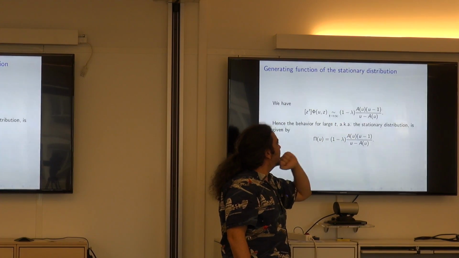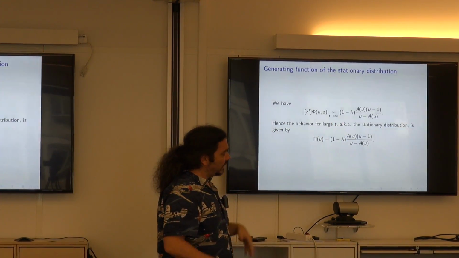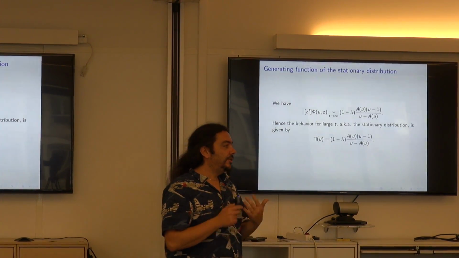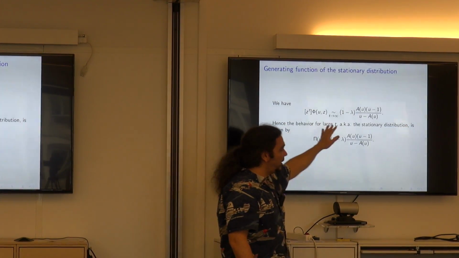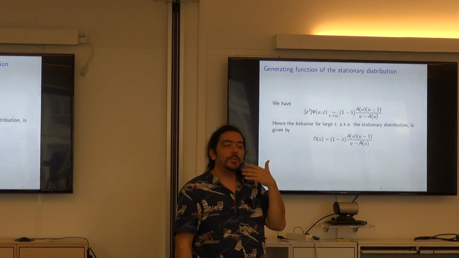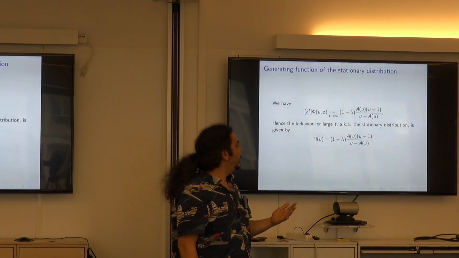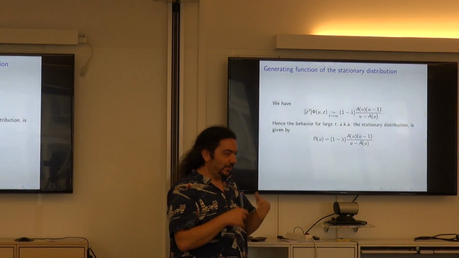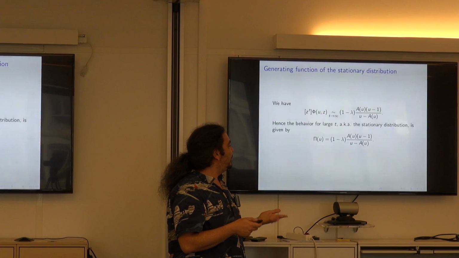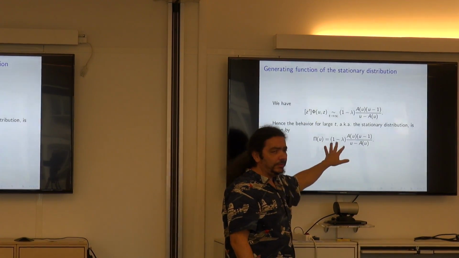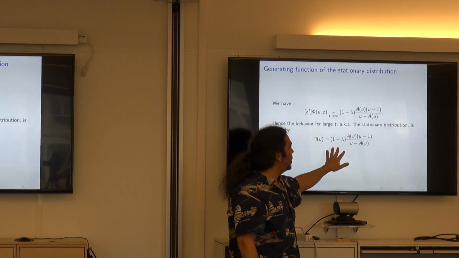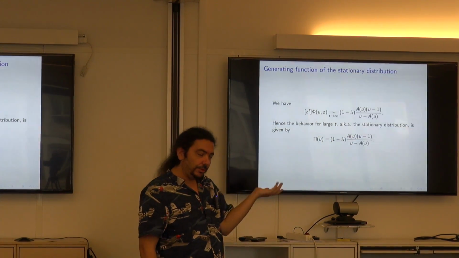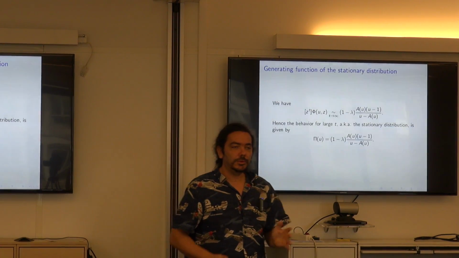We now have this expression, and this is actually the description of the generating function of the stationary distribution. Basically, what we did there was just to try to see what happens when the time goes to infinity. For other people in other related worlds, this is what we call the generating function for the stationary distribution: (1 - lambda) times A(u) times (u - 1) over (u - A(u)).